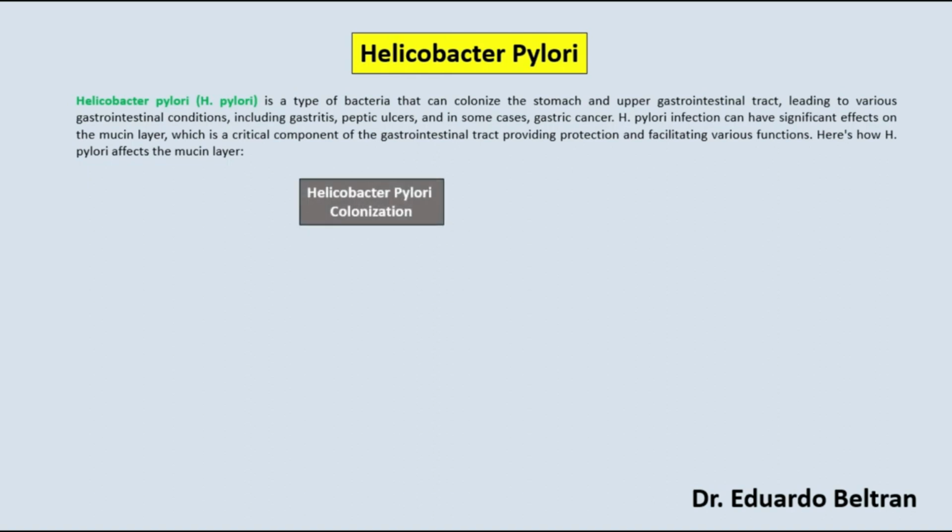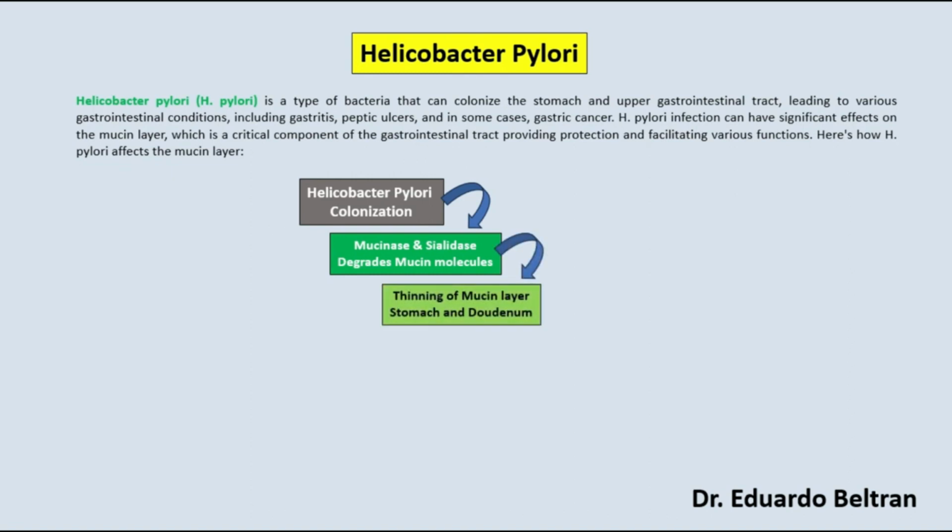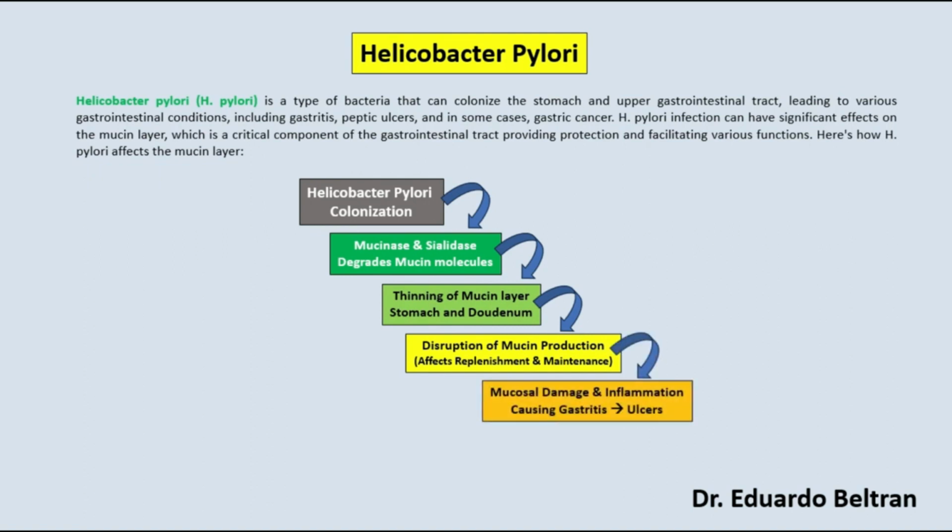So we get a colonization by Helicobacter pylori. This bacteria is going to start making its enzymes such as mucinase and sialidase, which degrade mucin molecules. And also, it causes a thinning of the mucin layer at the level of the stomach and the duodenum. And eventually, it's going to cause a disruption of mucin production, which affects the replenishment and maintenance of mucin production. And eventually, we're going to get mucosal damage, more inflammation, causing gastritis, and which can eventually cause ulcers.